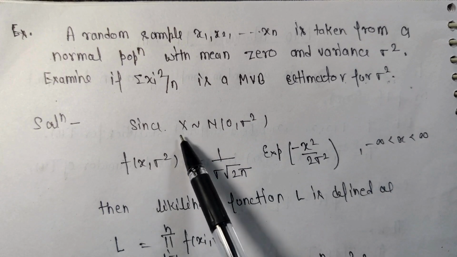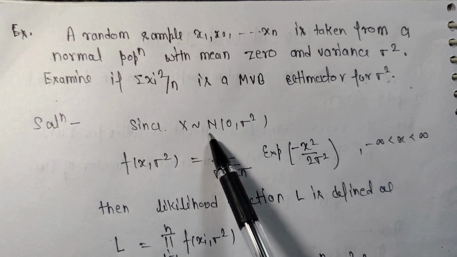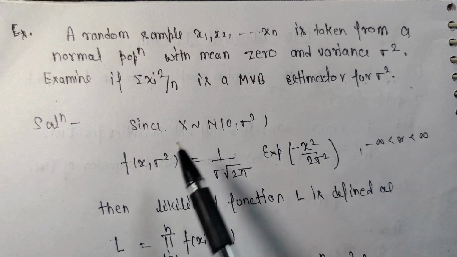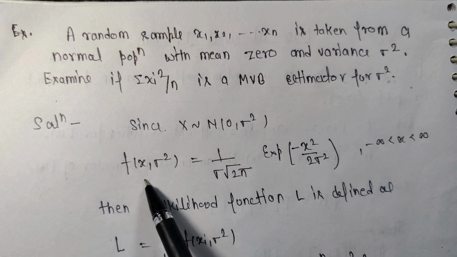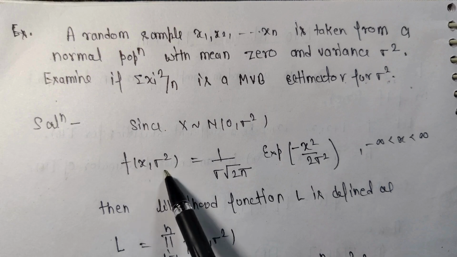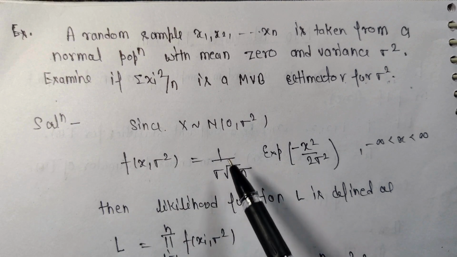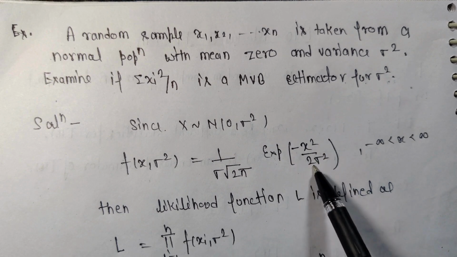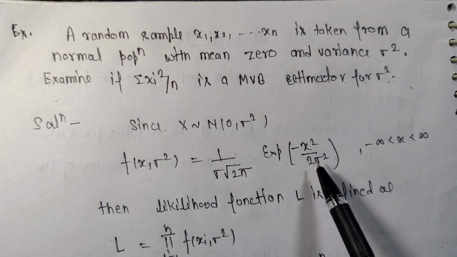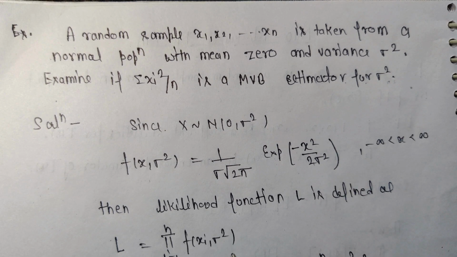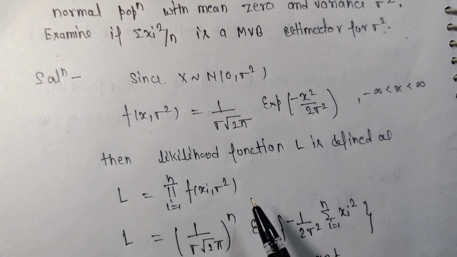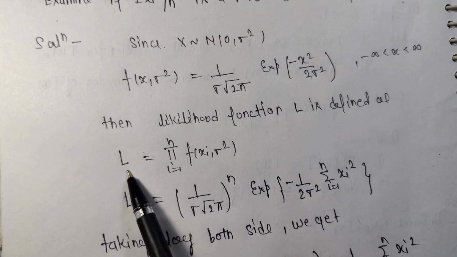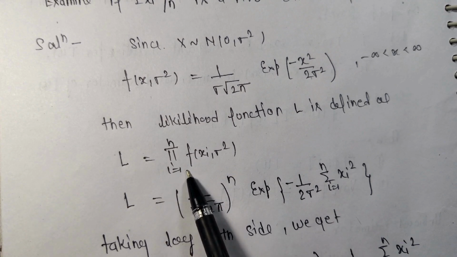So in the question we have x following a normal distribution with mean 0 and variance sigma square. So we can write the density function: f(x, sigma square) is equal to 1 upon sigma root 2 pi, exponential minus x square upon 2 sigma square, because mu is 0. Okay, and then the likelihood function is defined as L is equal to the joint density.